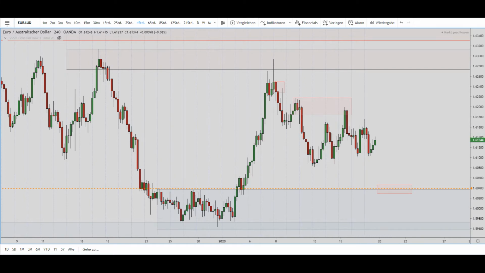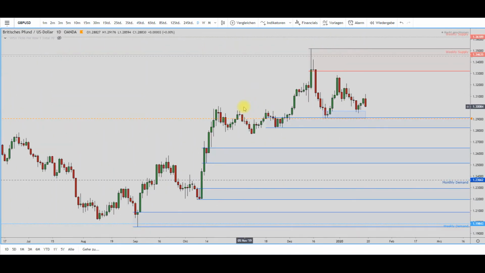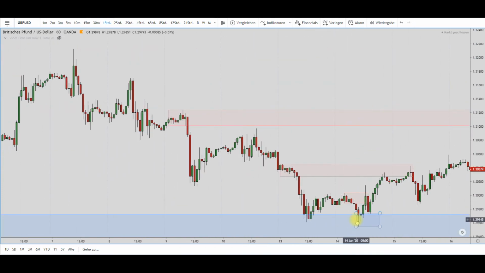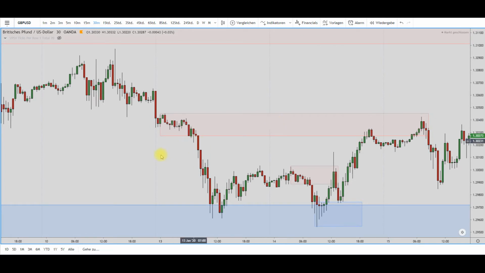Then there was a trade in the British pound. Let's look at the daily chart. What actually happened here? We went into secondary demand down here. Looking at the 1-hour chart, how did it react? Actually, you can see it much better on the 30-minute. That's also the time frame where it took the trade.